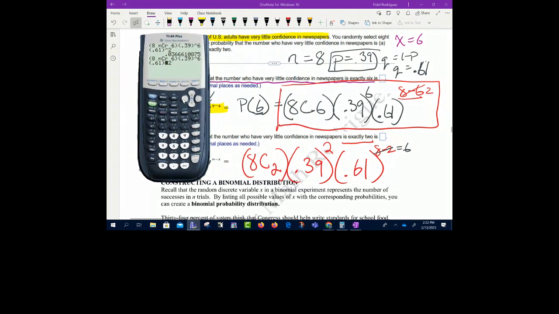So I'm just going to use my little arrow. I'm going to scroll back. And instead of me having a 6 right there, we're going to put a 2. Okay. I'm going to come back over here. And on my 0.39, instead of having a power of 6, I want a power of 2. And on my 0.61, instead of me having a power of 2, I want to have a power of 6. And I'm going to hit enter. And again, y'all, I'm going to go to 3 decimal places. So we'd say 0.219.